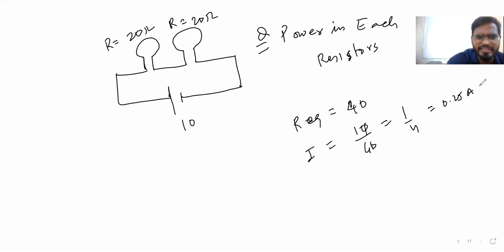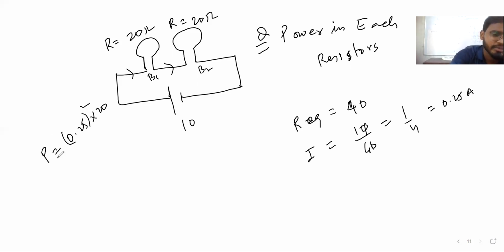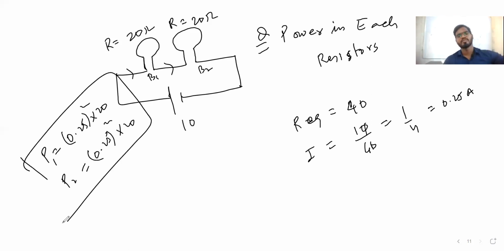Power they are asking. Guys, anyway, current is the same here and here. Suppose this is bulb B1 and this is bulb B2. Power is equal to what? I square R, right? I is same, R is same. So power is same. Power is equal to I square, 0.25 square into 20. P1, P2 also 0.25 square into 20. So you calculate it and get the answer. So in this way we'll find power. Now we are going to see how we are using it commercially. That we are going to see in the next topic.